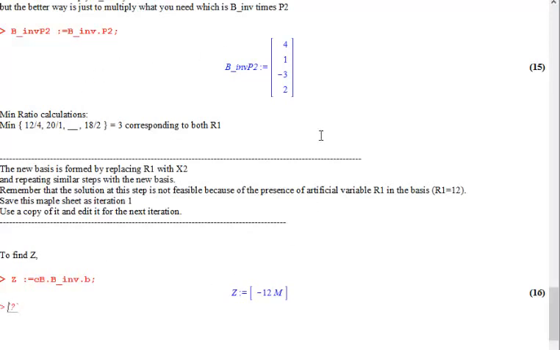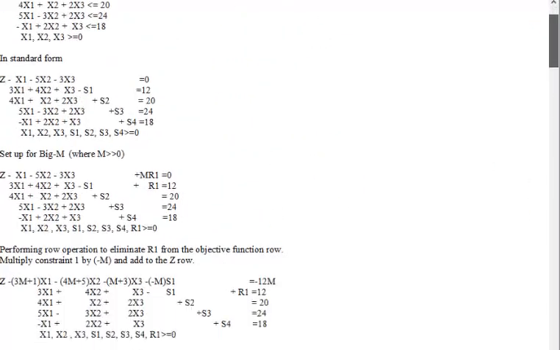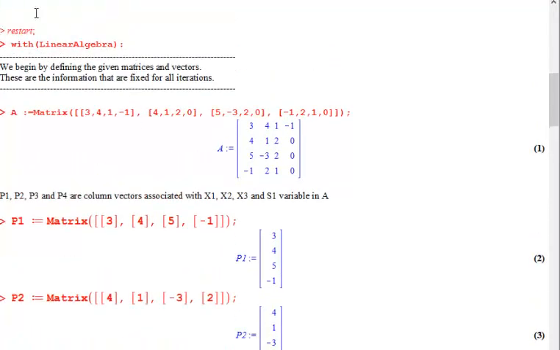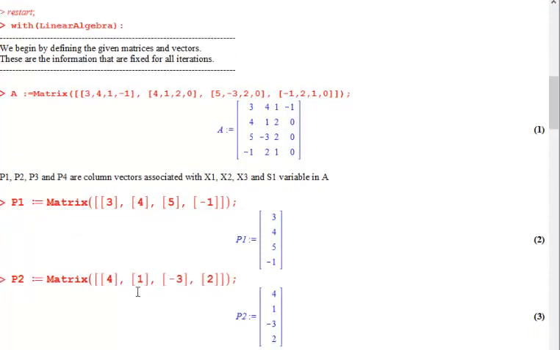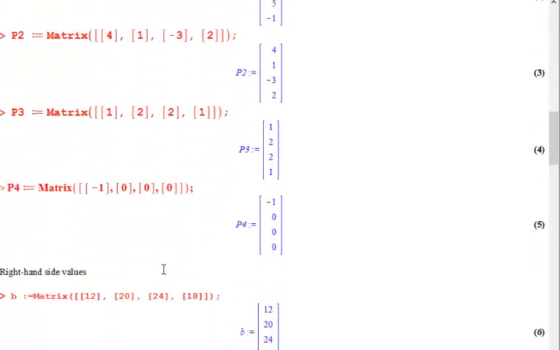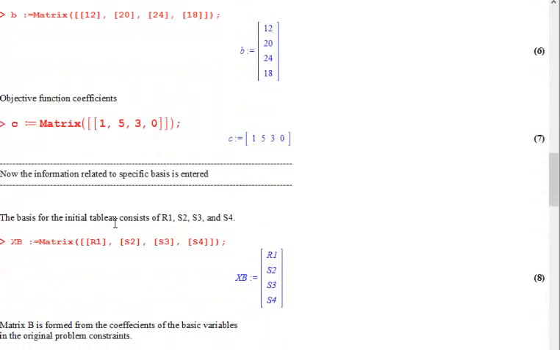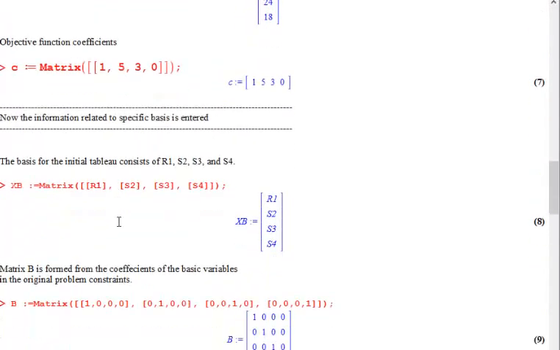Now we are going to save this document under a name, anything that you want to name it. And I will use a copy of this same document. Then I will go back all the way to the top of this document. A is the same, and I'll start again from the restart and with linear algebra. A, P1, P2, P3, P4, they are all the same. B is the same. And C is the same. These are fixed values that will be kept there.